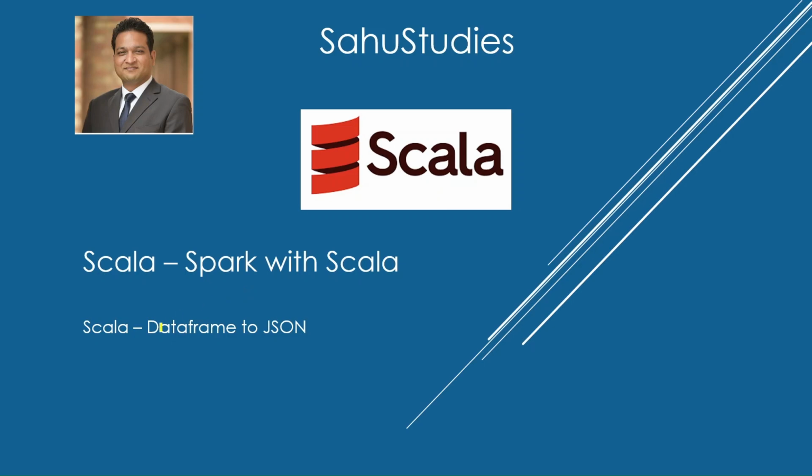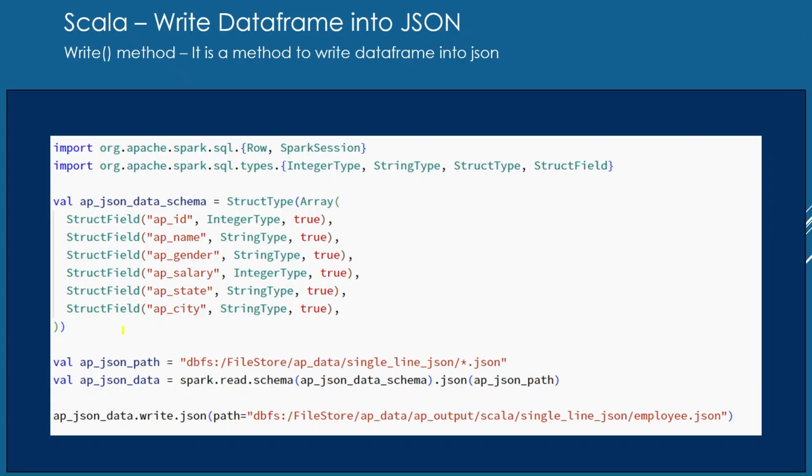In this video, we are going to see how we can convert a data frame to a JSON file in Scala. So there is a write method. With the help of the write method, we can write a data frame into a JSON. This exercise is all about writing a data frame into JSON.